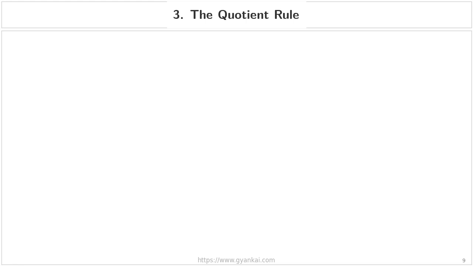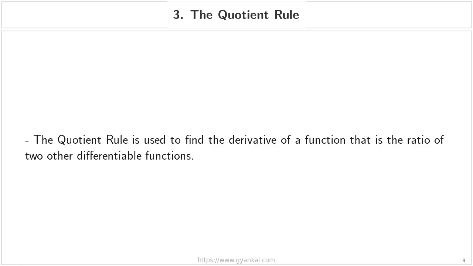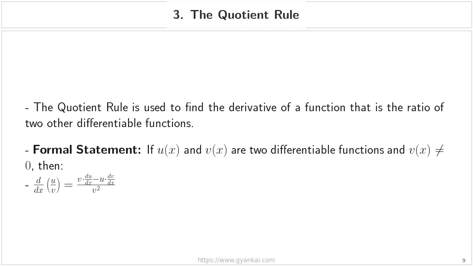3. The quotient rule. Now that we have mastered the sum, difference, and product rules, let's move on to our third major rule, the quotient rule. This rule is specifically used when we need to find the derivative of a function that is expressed as a ratio, which is simply a mathematical way of saying one function is divided by another. Let's look at the formal statement.